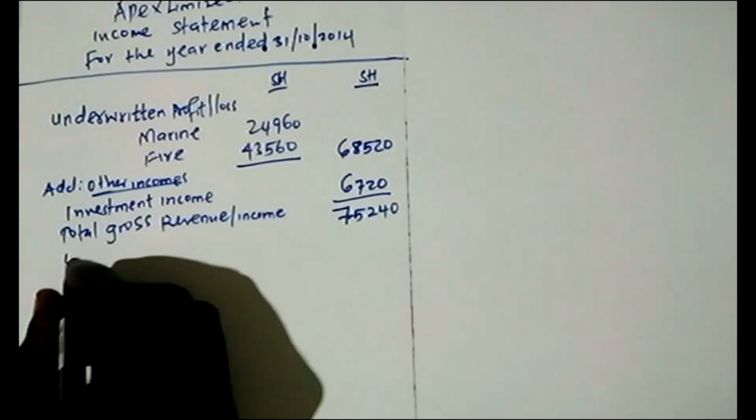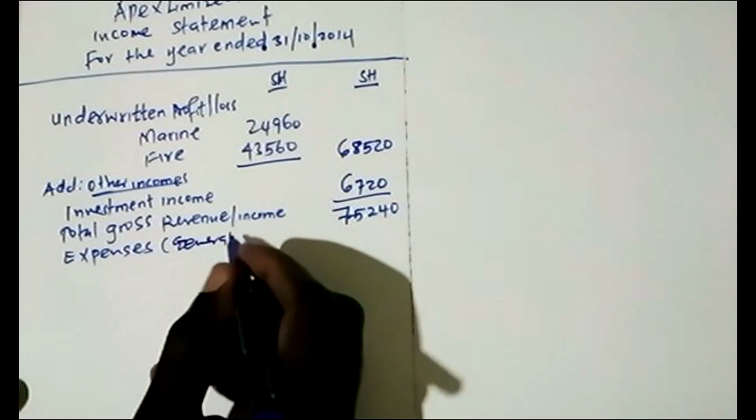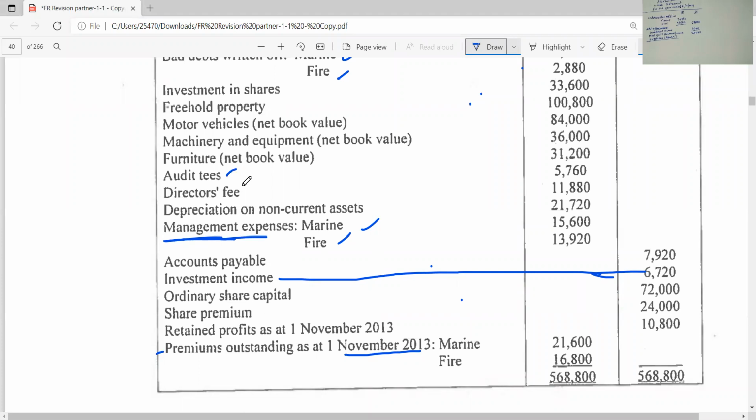So after that, we have to raise expenses. But now the expenses we have to raise is the one which was general. The one which was specific, I think you realize they were recorded specifically in the revenue account. So we go back to our question. We record those expenses which are general. We just do a copy paste of those expenses. So we have audit fee of 5760, director's fee of 11,880. We have depreciation on non-current assets. Those are the three which were general. So those are the general expenses which are there.